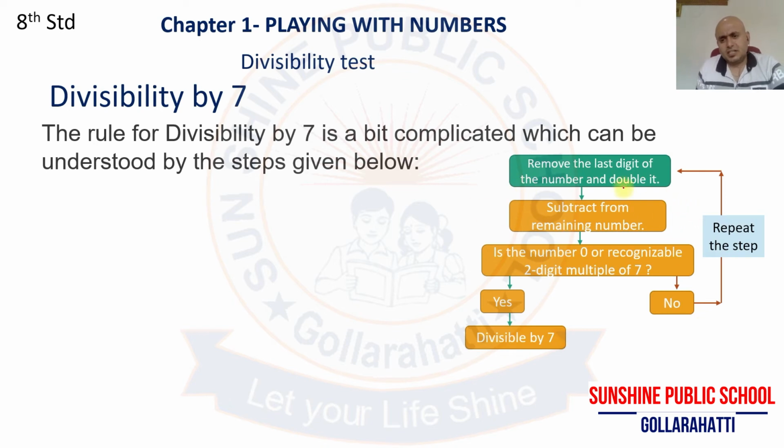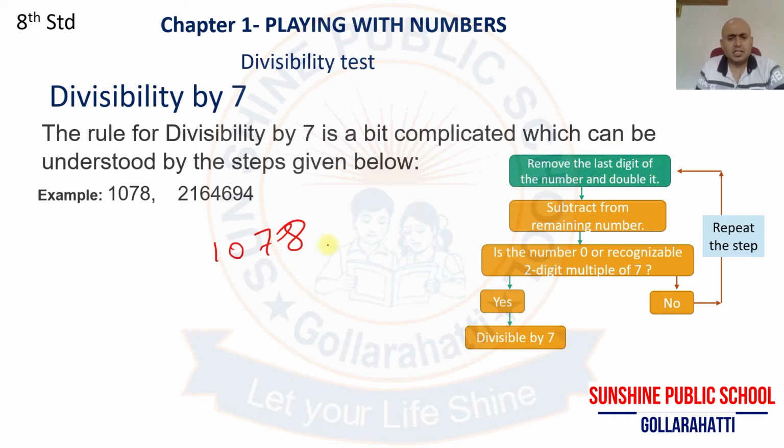Remove the last digit of the number and double it. Let's see with an example. I am taking this example 1078. They have told to remove the last digit of the number and double it. So the last digit is 8. So I am removing this 8 and doubling it. Double 8 is 16. Now subtract it from the remaining number. The remaining number is 107. I should subtract 16 from it. So 7 minus 6 is 1 and 10 minus 1 is 9. So 91 comes.